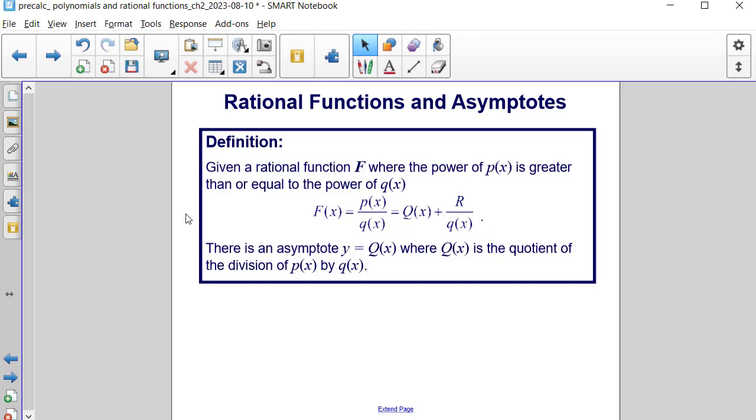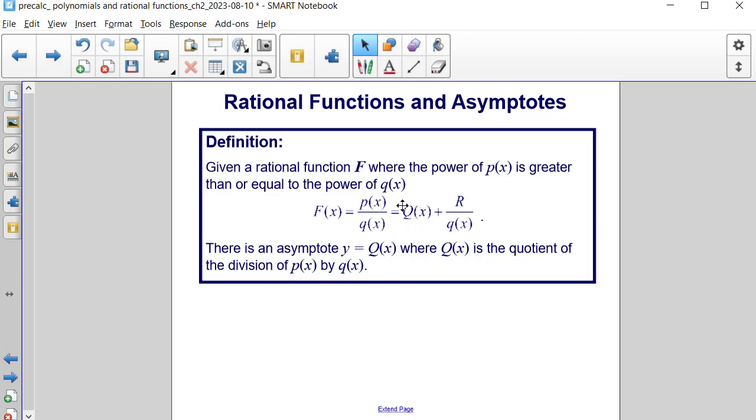When you're given a rational function f where the power of p of x, in other words the numerator, is greater than or equal to the power of the denominator q of x, then you can rewrite our function capital F of x as capital Q of x plus r divided by our original denominator, lowercase q of x. And there will be an asymptote at y equals capital Q of x, where capital Q of x is the quotient of the division from p of x by q of x.